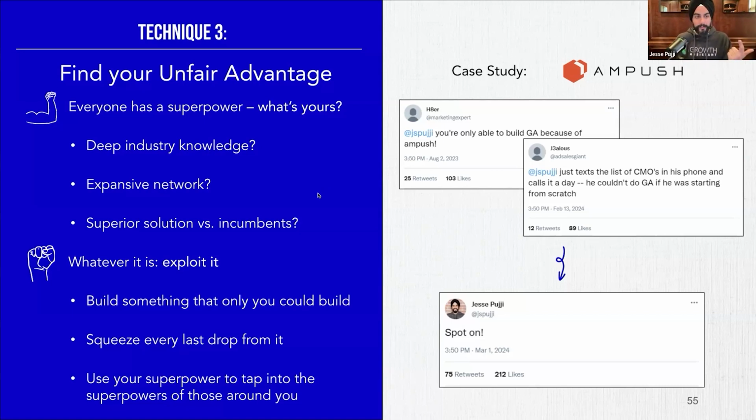Where do you have a lot of knowledge? Where do you have a big network? Just sell to these people. These are people you know. You are always in growth marketing.